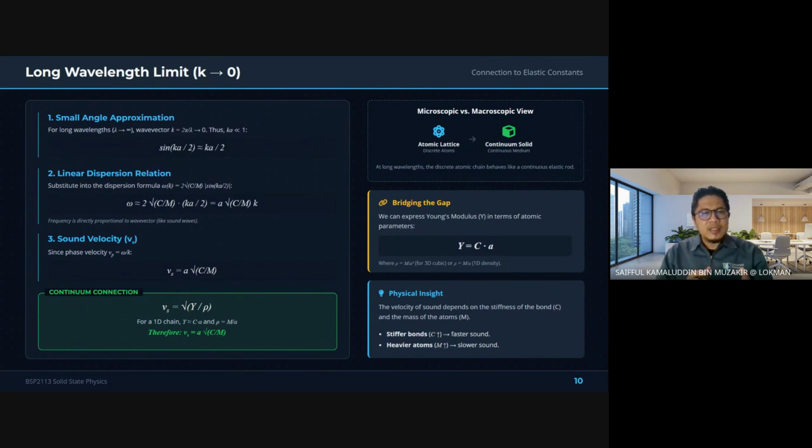So this is very useful because it connects microscopic physics with familiar material properties. For example, this is why we can connect vibration behavior with elasticity, stiffness, and sound speed. So this limit acts like a bridge between the atomic picture and the engineering picture. And this is why it is so important. It tells us that if we zoom out enough, a discrete atomic chain can behave like an elastic medium.